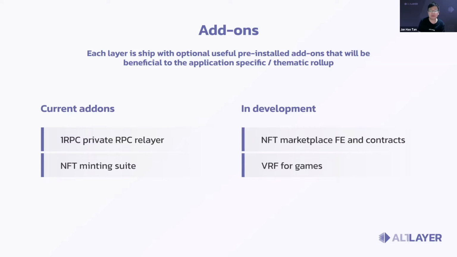That means, let's say your rollup is suited for NFT minting, you can have an NFT minting suite. Let's say an NFT contract that can be deployed for you without you coding the NFT minting contract, and also has some fancy mechanisms like a bonding curve and so on. So this can be in the form of additional add-ons that you can configure while you are configuring your rollups. And we are also developing other stuff, for example, a marketplace for your NFTs, and also verifiable randomness for games and so on.